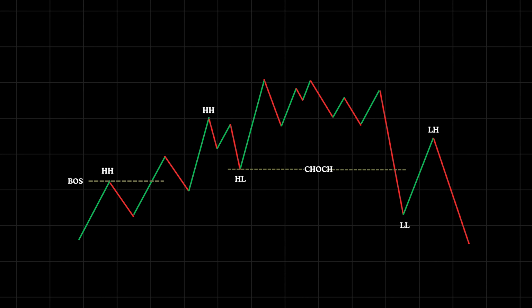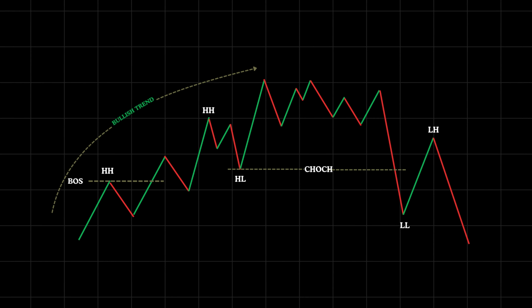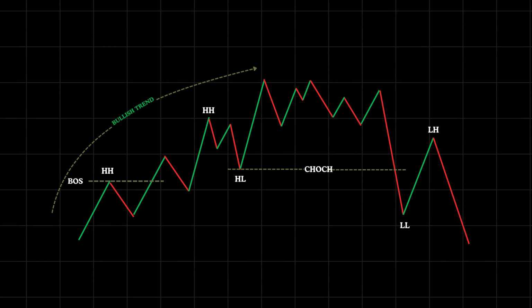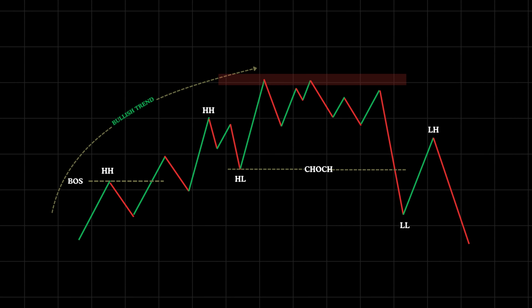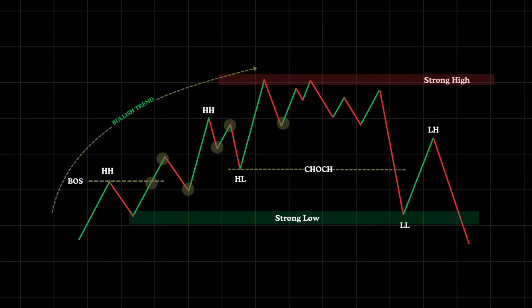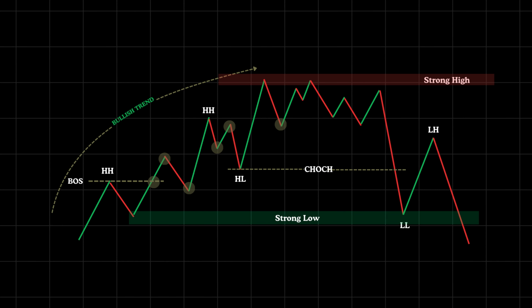In this scenario, the major trend remains bullish because the price has been making higher highs. Therefore, this retracement in between represents our counter-trend. At the same time, this swing high and swing low are considered strong, while the intermediate swing highs and swing lows are regarded as weak and are also known as internal structures.